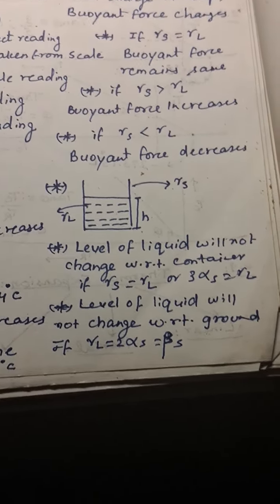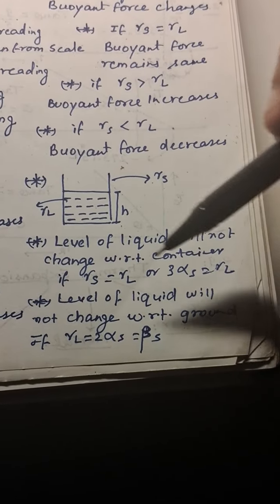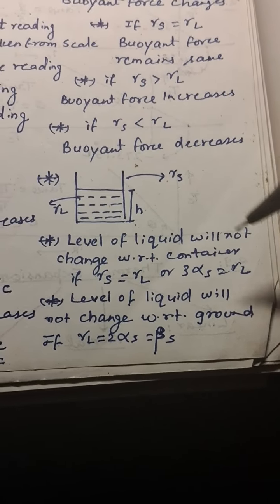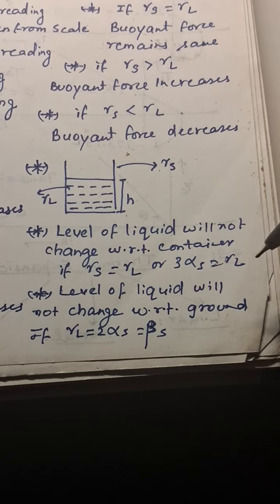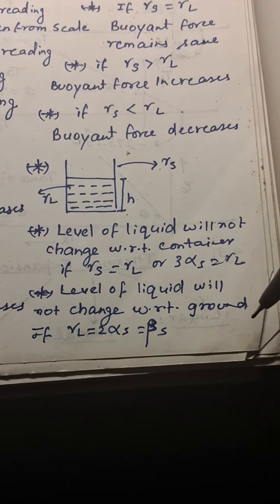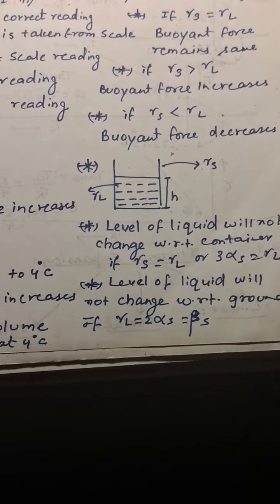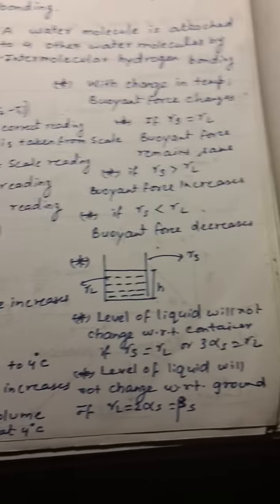Now we have level of water based problems. The level of liquid will not change with respect to the container if gamma solid is equal to gamma liquid, and the level of liquid will not change with respect to the ground if gamma liquid is twice alpha solid or beta solid. These are some of the patterns which we can decode through this.